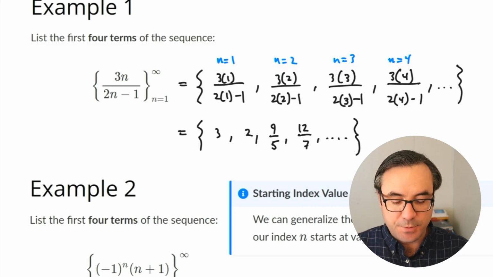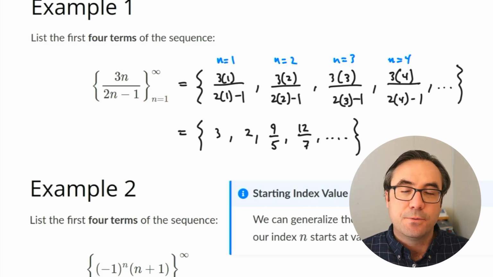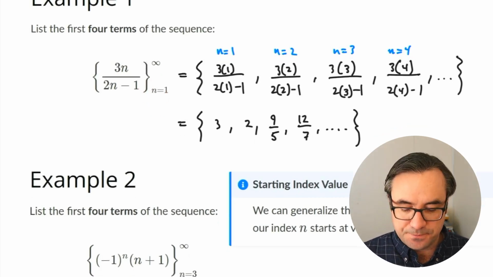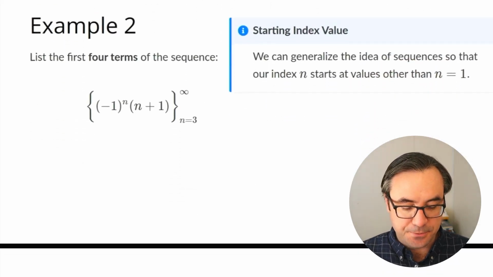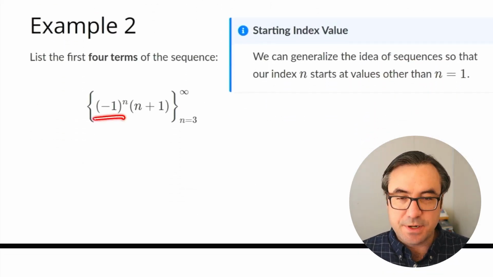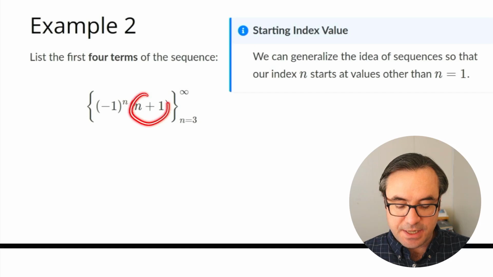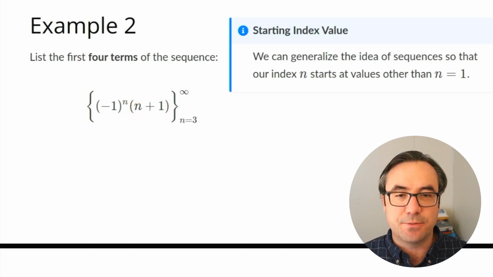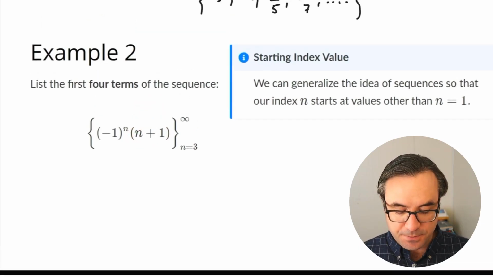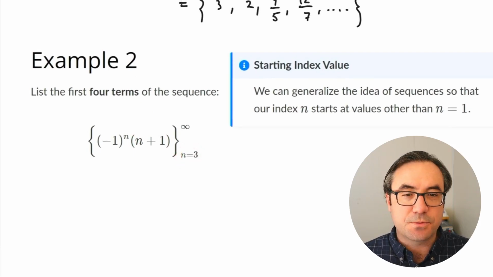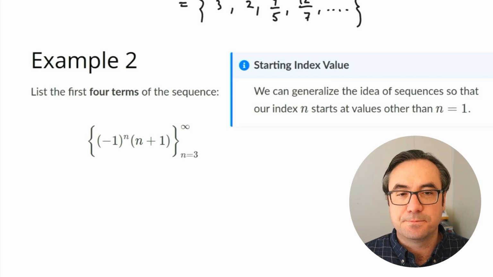Now, for this example, we started at n equals 1. We don't always have to start at n equals 1, though. So let's look at example 2. Now, we have this sequence written out. We have -1 raised to the power n times n plus 1. So we have the nth general term here. But for this one, we're starting at n equals 3, and then we're counting up from there.